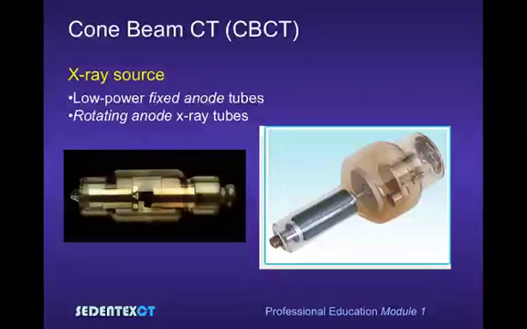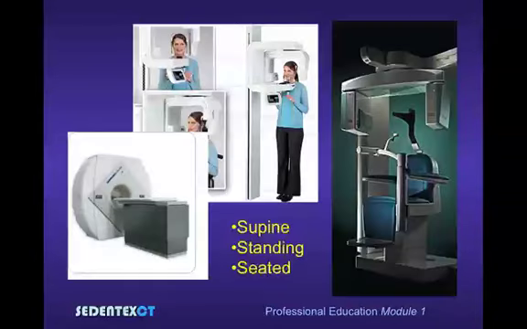The X-ray source in cone beam CT is usually a low-power fixed anode tube, such as we described early on in this module. But as I said at that time, at least one machine now uses a rotating anode X-ray tube. Cone beam CT equipment comes in many shapes and sizes. In some, the patient is supine, in others, the patient stands, and in others, the patient is seated. So not all cone beam CT scanners look familiar.